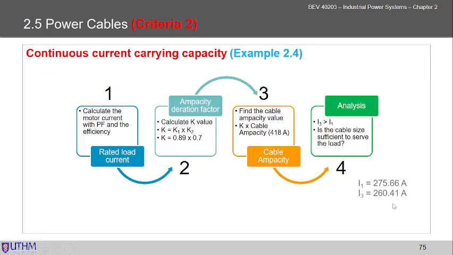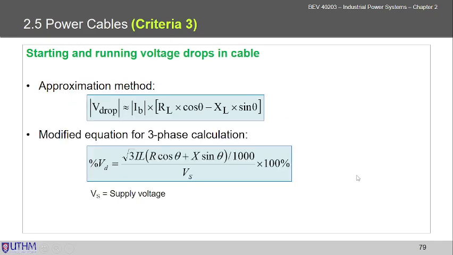Where is it? Here. Okay, so this one, I1, because this is the rated load current. So 275.66 is our I here.